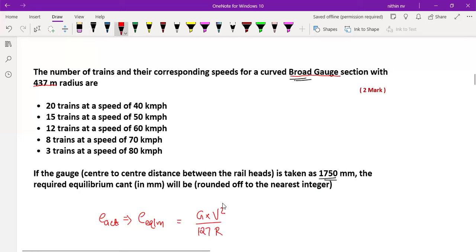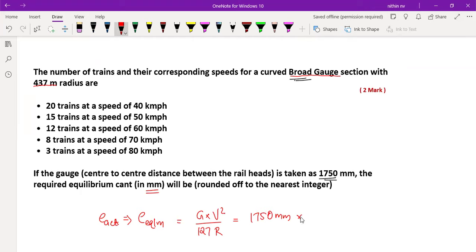Okay, now directly substitute the value, which is equal to 1750 mm. See, if we are substituting the value of G in millimeter, the obtained answer also will be in millimeter. If I'm substituting like 175, meaning 175 centimeter, then the obtained value will be in centimeter. So on, right? Similarly, if I'm substituting like 1.75 meter, then the obtained value will be in meter. Okay, so here they have asked the answer in millimeter. That's the reason why I'm also substituting G in millimeter.